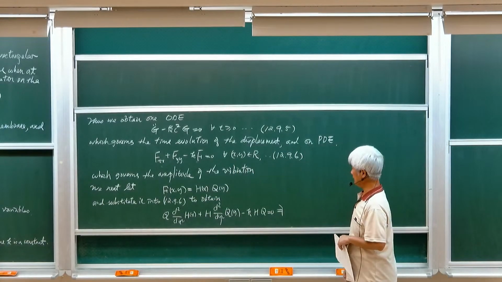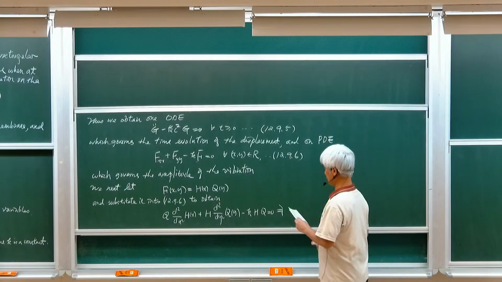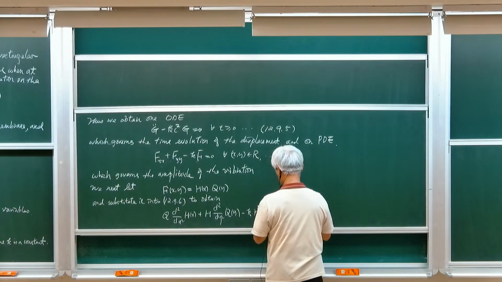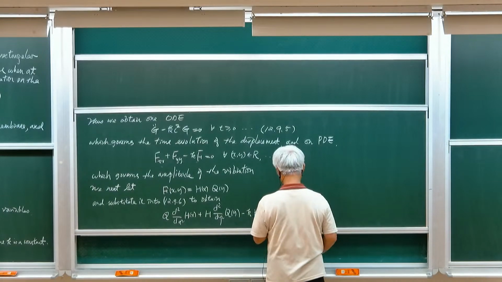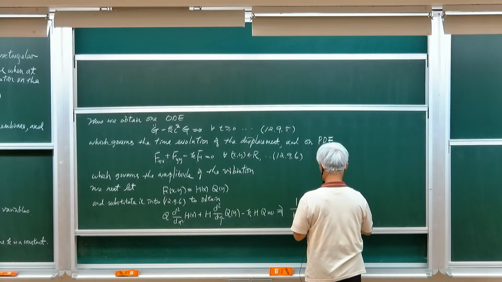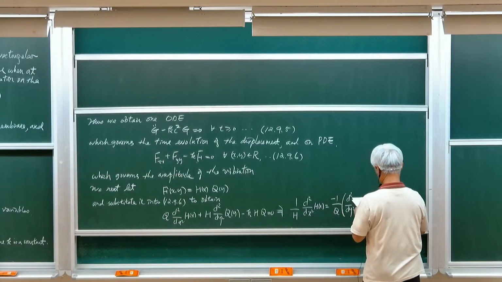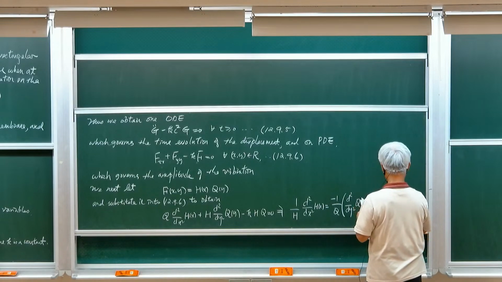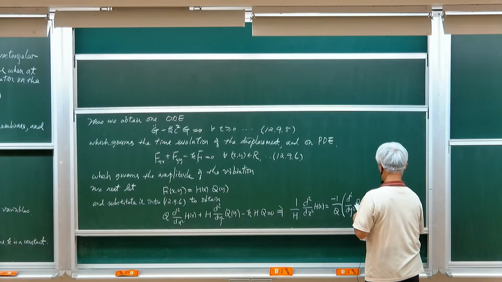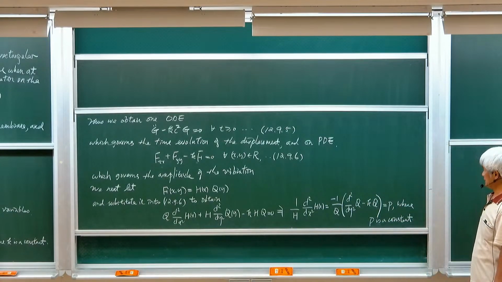And now if we divide the equation by q times h, then we have 1 over h times d squared h over dx squared equal to minus 1 over q times d squared q over dy squared plus k, equal to p, where p is a constant. So that's good.